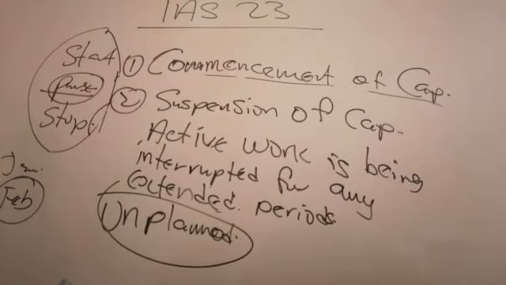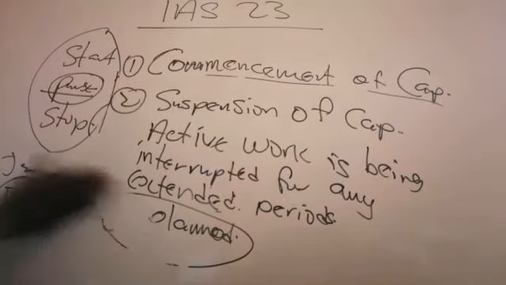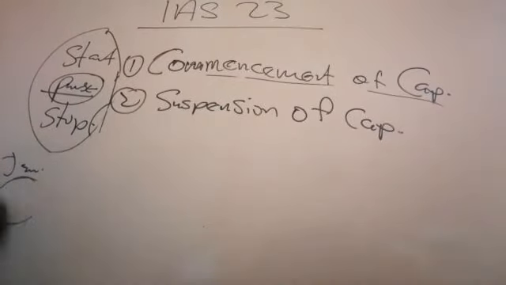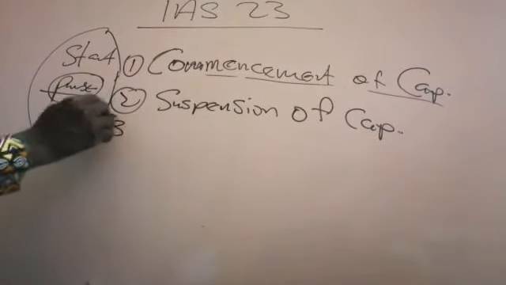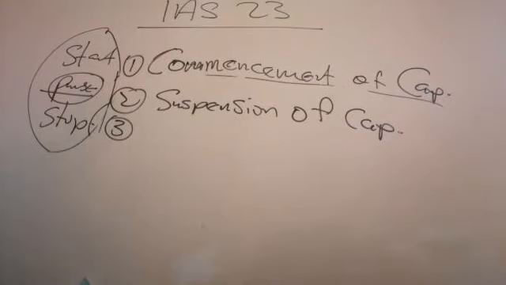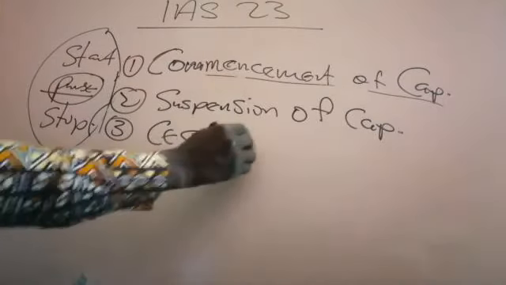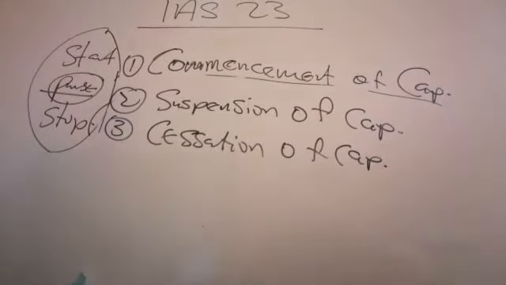Now let's look at the cessation of the borrowing cost. So you've gone through the three stages: the commencement, suspension, and the last stage is cessation. That's where you have to stop. What's the difference between the suspension and cessation of the borrowing cost? Cessation of capitalization. So where do you have to stop?